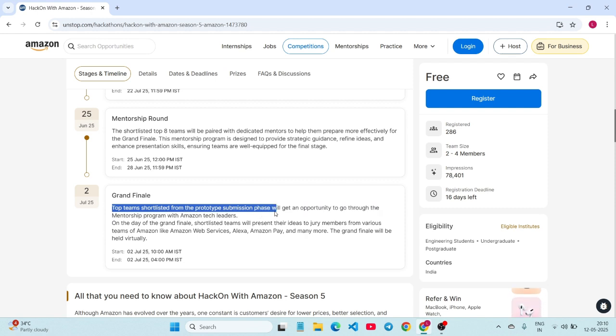After the prototype submission phase, you'll get an opportunity to go through the mentorship program with the Amazon tech leaders. And on the grand finale day, whoever are shortlisted, those have to present their ideas to the jury members and various teams of Amazon, like Amazon Web Services, Alexa, Amazon Pay, and some other affiliated teams. And then the grand finale will be held virtually. So this will be happening on 2nd July from 10 a.m. to 4 p.m.